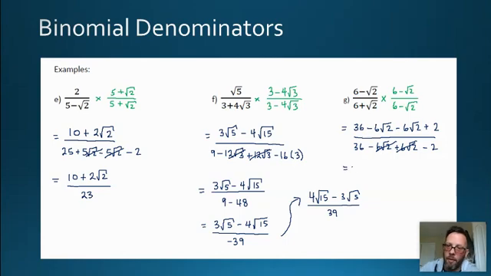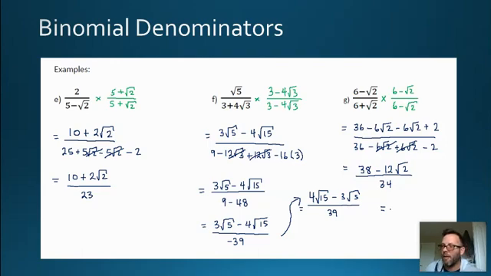So what are we left with here? We get 36 plus 2 on top is 38. Minus 6 root 2 minus 6 root 2, those are like terms, minus 12 root 2. And then 36 minus 2 over 34. So that's okay. That answer is totally fine.